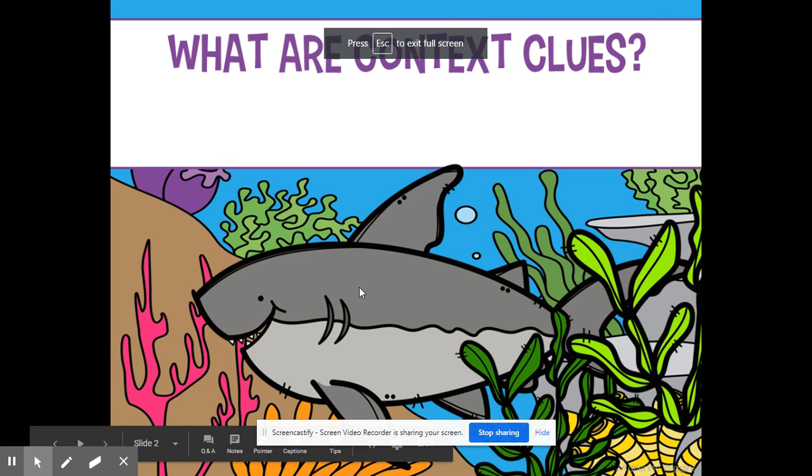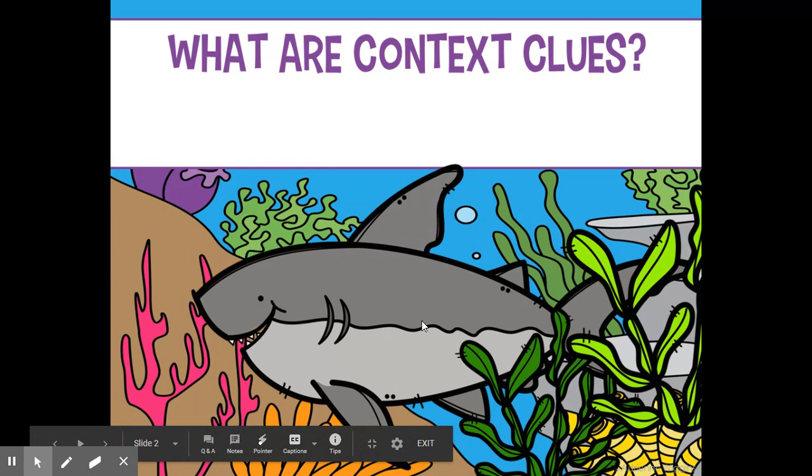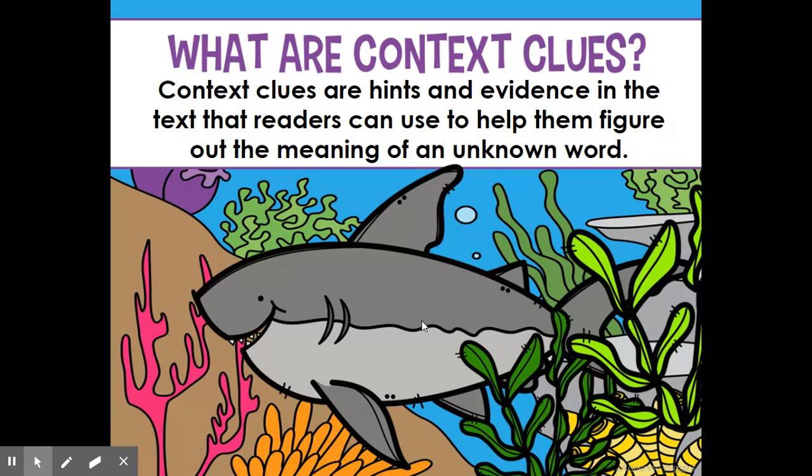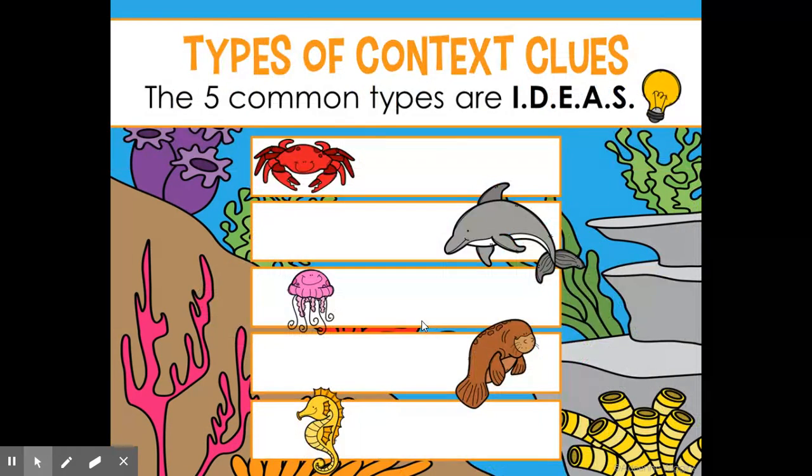Hi, everybody. This week for reading, we are focusing on context clues. All right, and so what exactly are context clues? Context clues are hints and evidence in the text that readers can use to help them figure out the meaning of an unknown word. All right, there are different types of context clues.